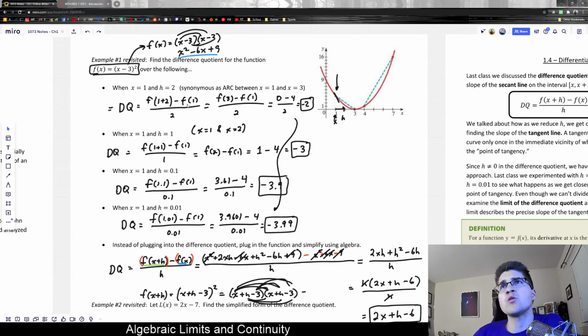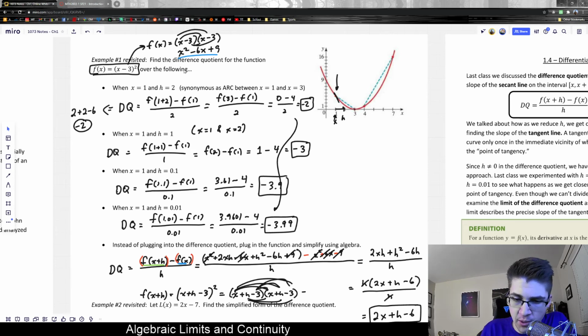So here, x was 1 and h was 2. So we'd have 2 times 1 plus h, which is 2, minus 6. And this should give us the requisite answer. Notice that that gives me 4 minus 6, which is negative 2. Uncoincidentally, it's the same answer, but you can probably agree, the math is way easier than having to have done all of that before.